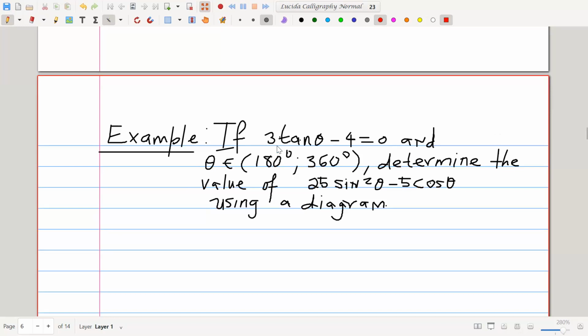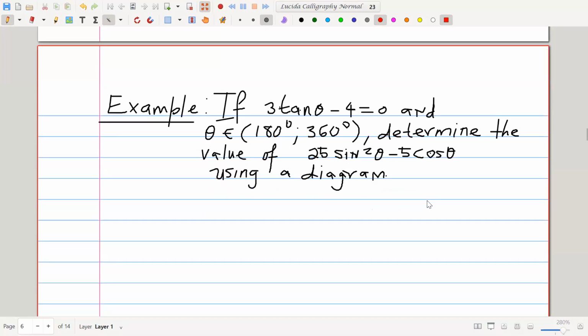So we are given this information, that theta lies between 180 and 360. What we want to find is the value of 25 sine squared theta minus cos theta. So using a diagram, first of all, let's use the information presented to us. We have tan of an angle theta.